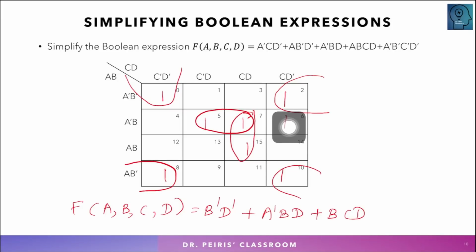The last one has to group with 2. For that, what's common for this one? A prime is common, C, D prime. A prime, C, D prime. So this is how you do this one. It's easy sometimes if you start with the corners, which means you basically group many ones first and then you go to the other remaining ones.